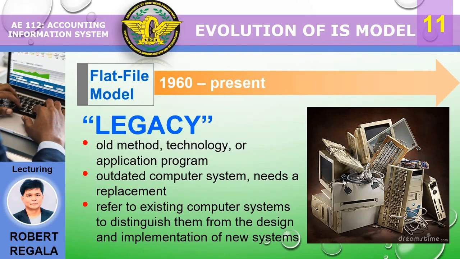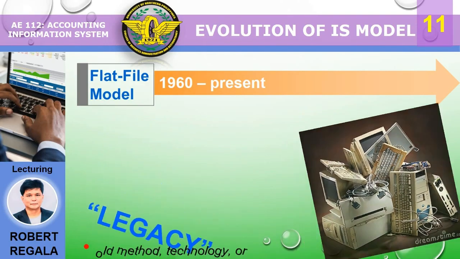The first use of the term legacy to describe computer systems probably occurred in the 1970s, when the relational database proposed by Edgar Frank Codd started to saturate the computer market. By the 1980s, it was commonly used to refer to existing computer systems, to distinguish them from the design and implementation of new systems. Legacy was often heard during a conversion process, for example, when moving data from the legacy system to a new database.